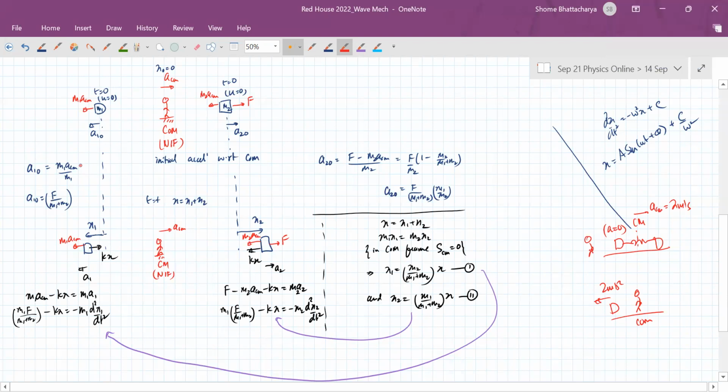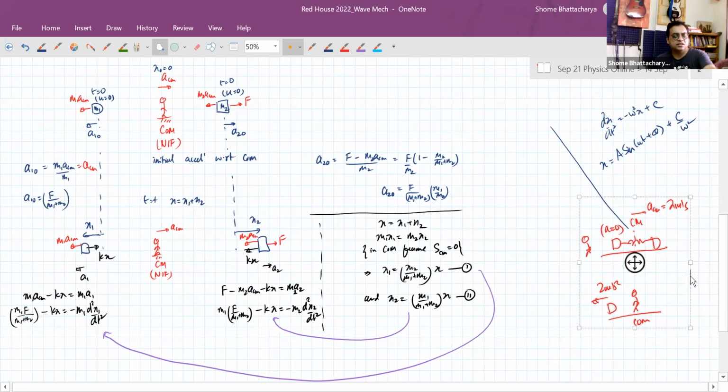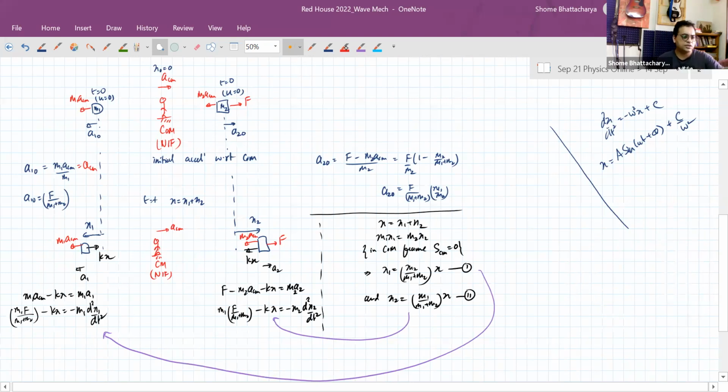Okay. But again, you'll see the other thing is that the other block has a different acceleration, and again you'll see that in this frame the center of mass is at rest. Okay, so m1 a1 will always be equal to m2 a2 in the center of mass frame. So remember here everything is with respect to the center of mass. So this will apply for this initial value as well as the general value.